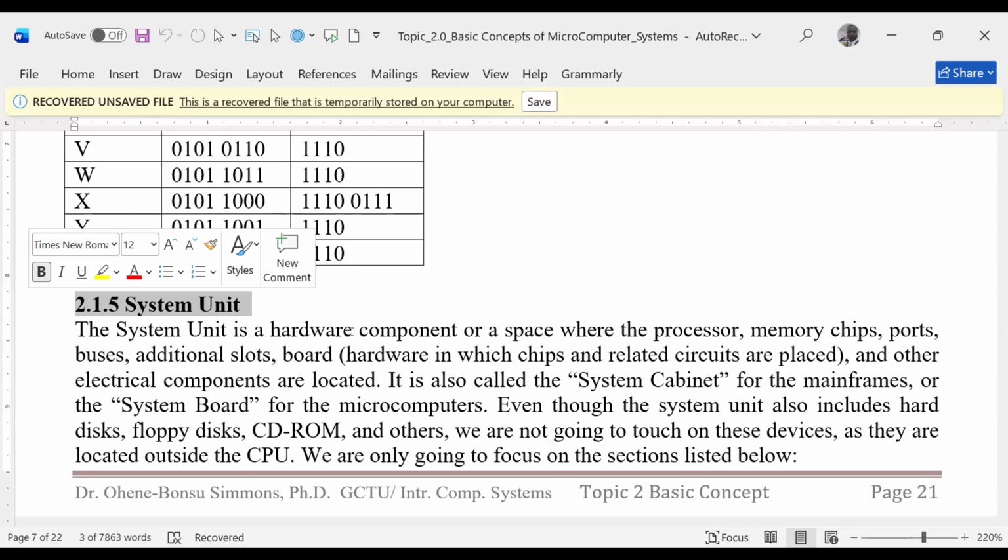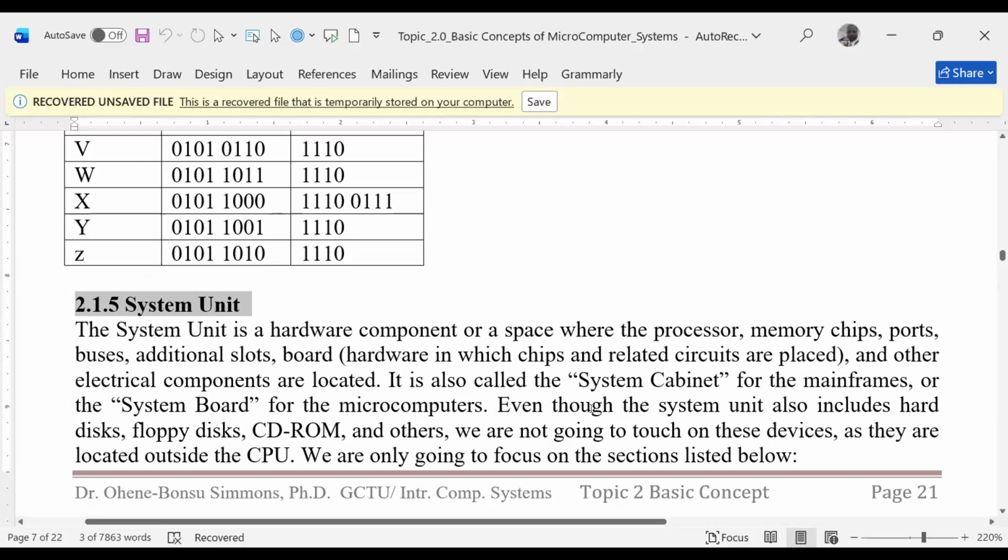The system unit is the main case hardware component that houses the different internal components, and then the software. So all your software and internal components are housed inside the system unit.